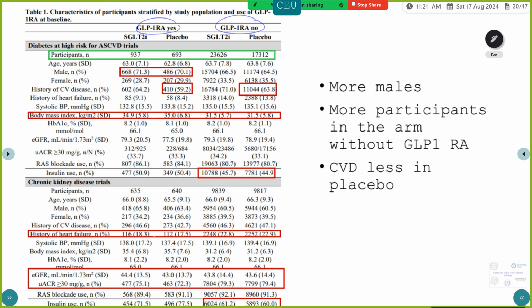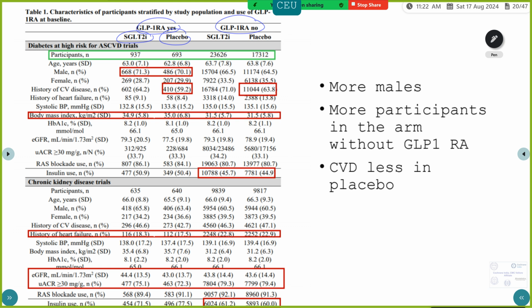So all these patients were diabetics. They have taken only diabetics in all these trials and they have grouped them into patients who had GLP-1 RA use and who did not. Further, they have subclassified this such that one was the placebo group and the other was having SGLT2. Similarly, they divided the other group which did not have GLP-1 RA into SGLT2 inhibitors and placebo.